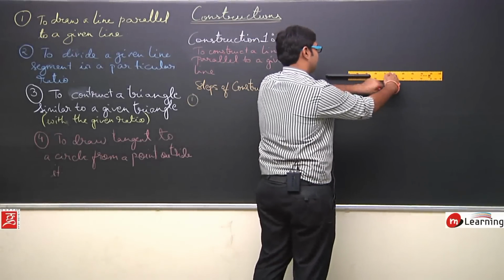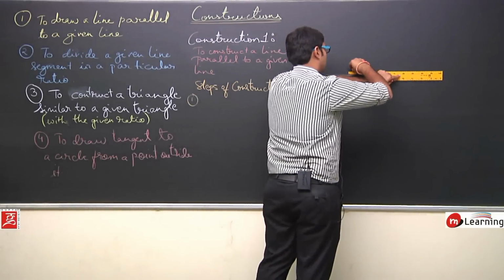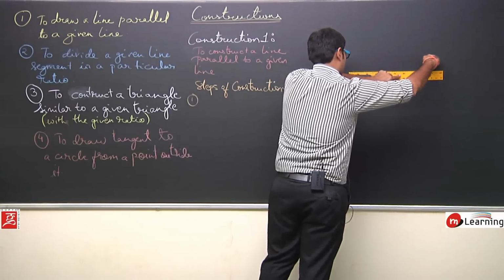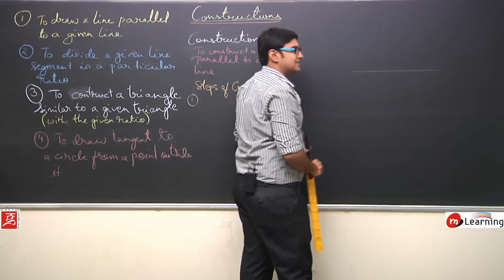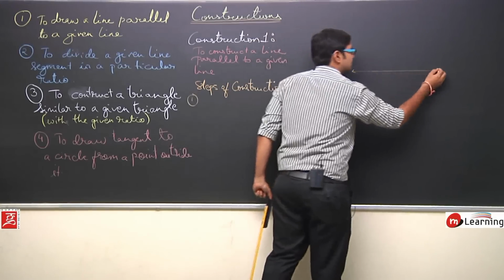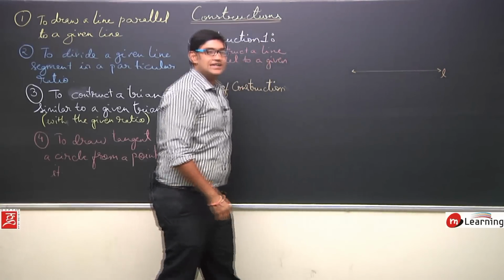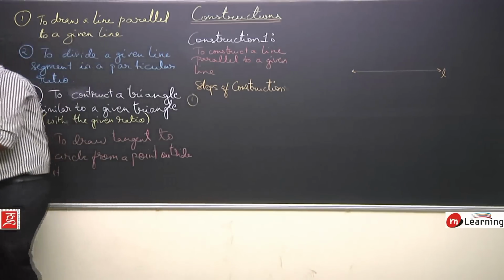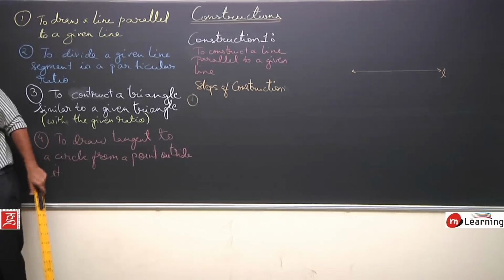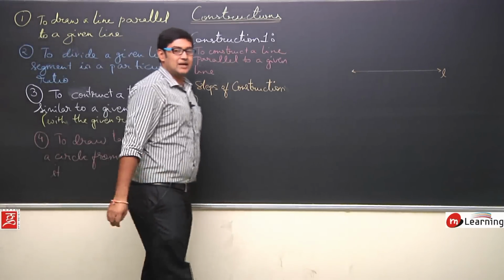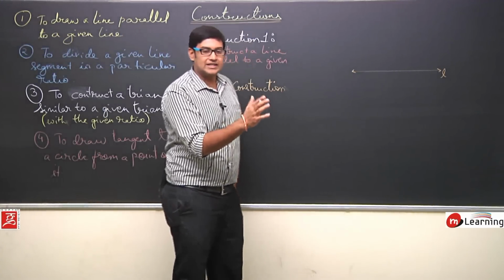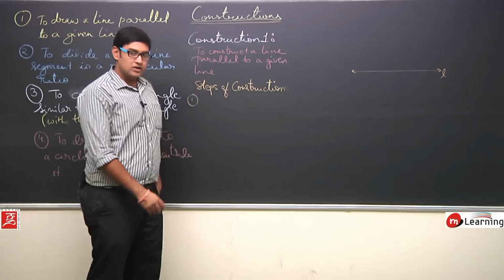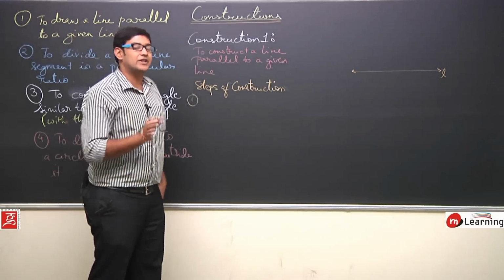Let us say this is a line L which is given to me. I am assuming that this L is a given line. Now what should be the second step? The first step, now I can see the line is given to me, I need to draw a line parallel to this given line. So the steps of construction, please focus very carefully.